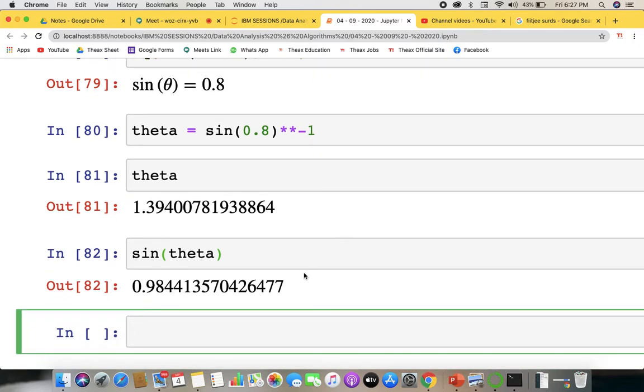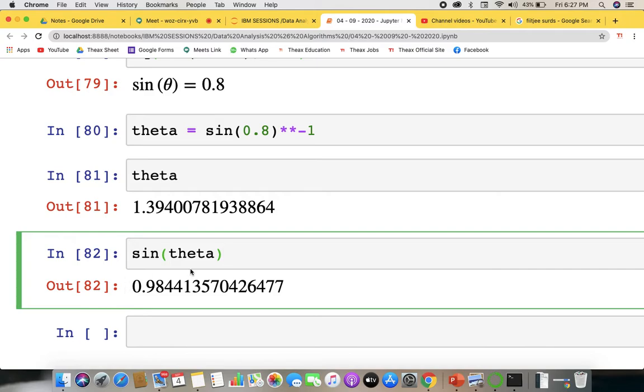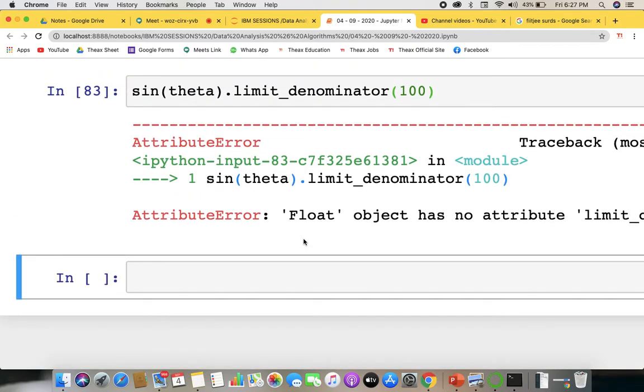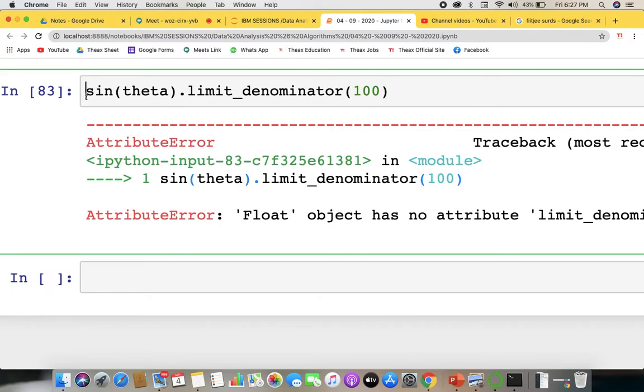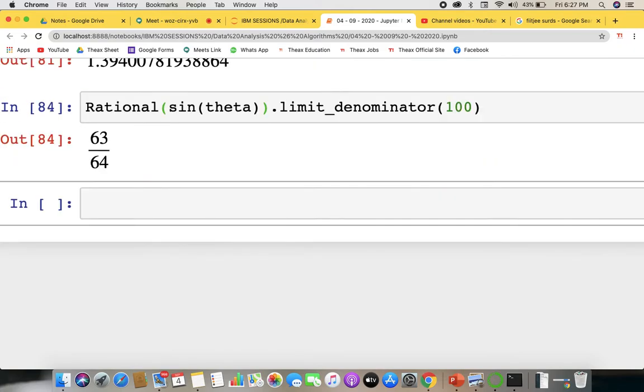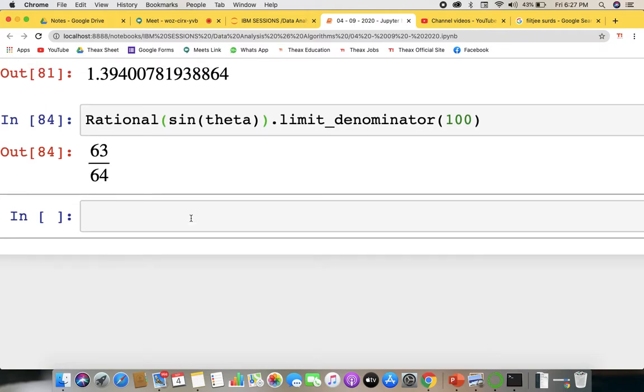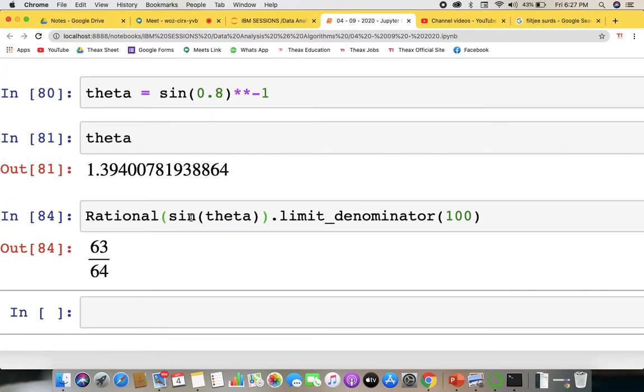So here, see guys, we don't expect results like this. Now we'll be using a function called limit denominator. Limit denominator by 100, so we'll be getting the results. What is the float? Okay, 1 second. This has to be a rational exactly. So a rational of this first of all, and then limit the denominator. So is this what we are expecting? 63 by 64? No.